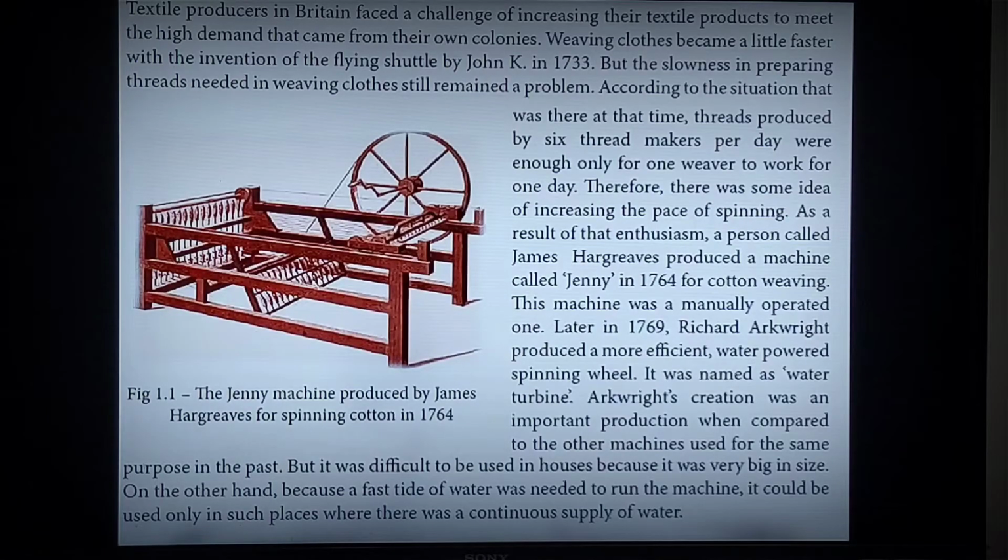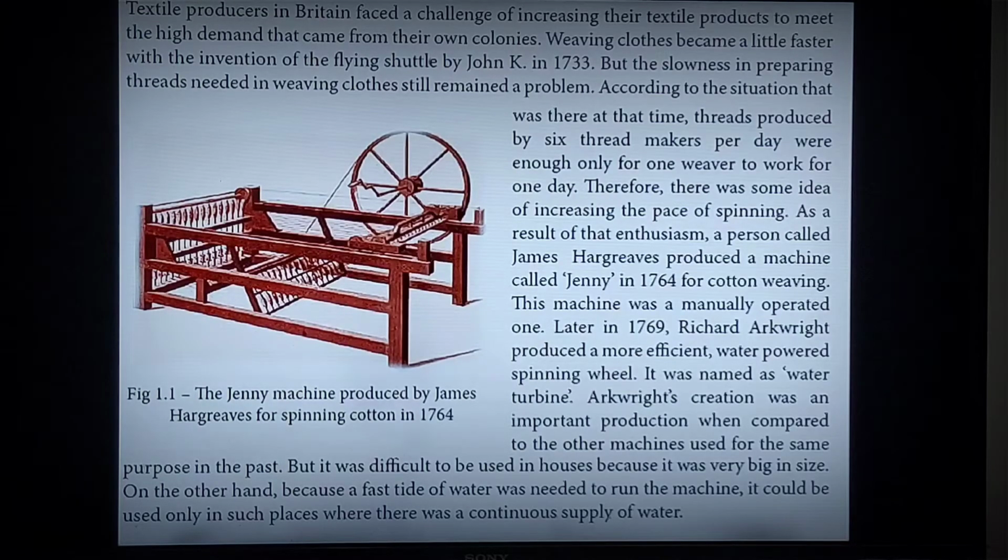You can see the other side, the machine called Jenny, in 1764 for cotton weaving. This machine was manually operated. Later, in 1769, Richard Arkwright produced a more efficient water-powered spinning wheel. It was named the water frame.